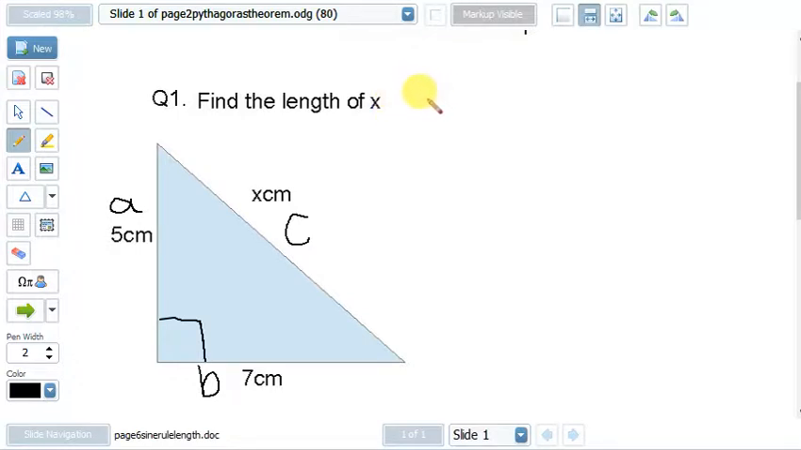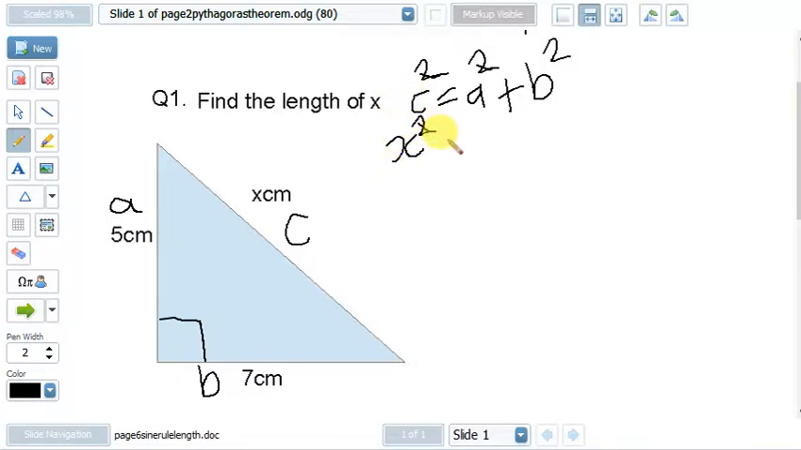Step two is write down the Pythagoras' formula. So it's c squared equals a squared plus b squared. Okay, so x is c, as we can see from the diagram, and then we've got a. Now if we go to our triangle, a is 5 and that is squared, plus b squared, and b is 7 squared.